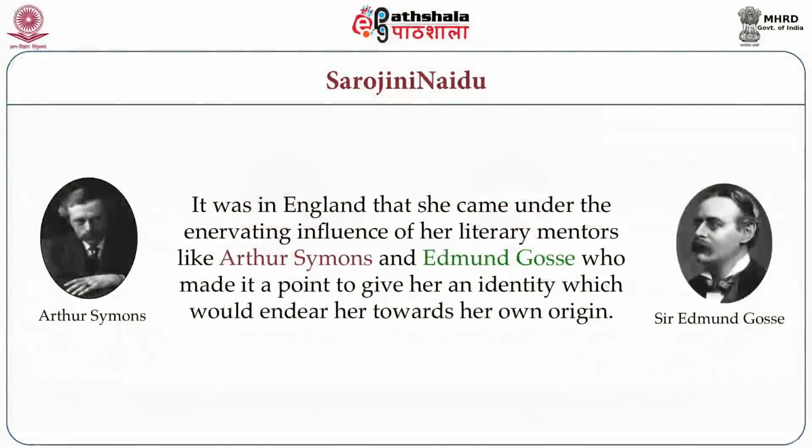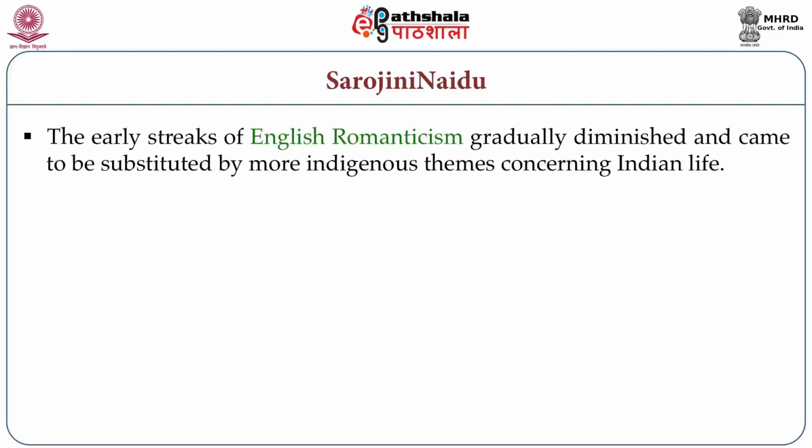It is in England that she comes under the influence of her literary mentors, people as well known as Arthur Symons and Edmund Gosse, who make it a point to give her an identity which would endear her to her land of origin. We soon find that the early streak of English Romanticism that is so heavily there in her poetry diminishes and becomes substituted by more indigenous themes concerning Indian life.